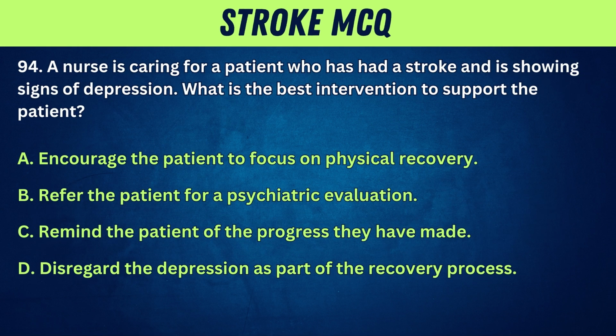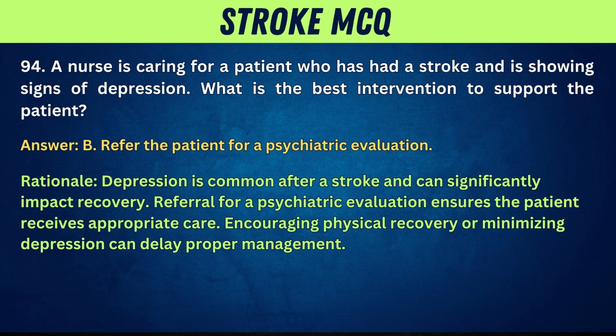94. A nurse is caring for a patient who has had a stroke and is showing signs of depression. What is the best intervention to support the patient? A. Encourage the patient to focus on physical recovery. B. Refer the patient for a psychiatric evaluation. C. Remind the patient of the progress they have made. D. Disregard the depression as part of the recovery process. Answer: B.